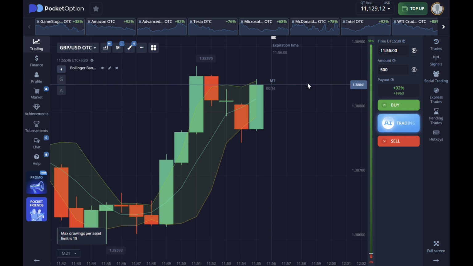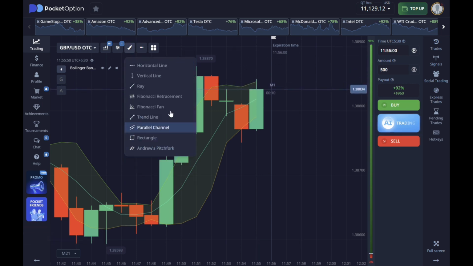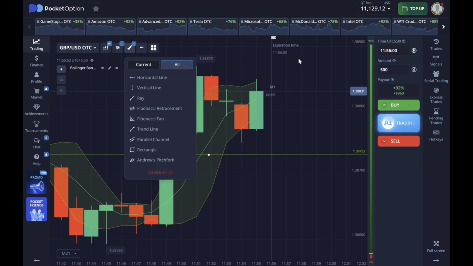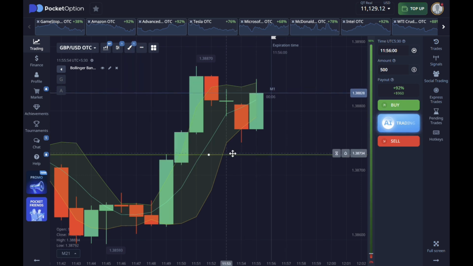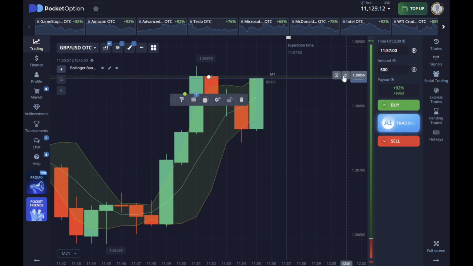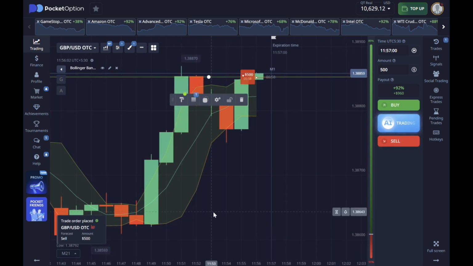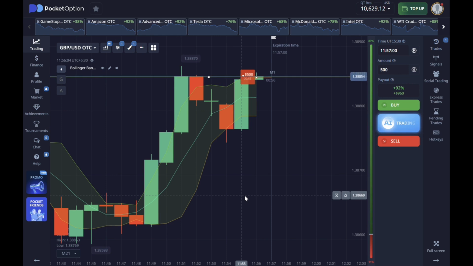So I will draw a horizontal line here. I think I will have to remove this first, then I will draw a horizontal level and I will place this level on the upper side. Okay, from here, the previous movement of the market has been downward and the closing has happened near the upper band of the Bollinger Bands. So from here, the market movement could remain downward. That's why I have placed a $500 trade in the downward direction here.